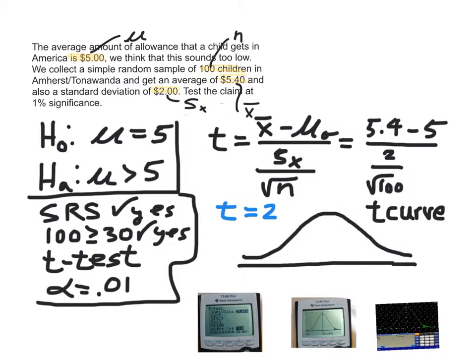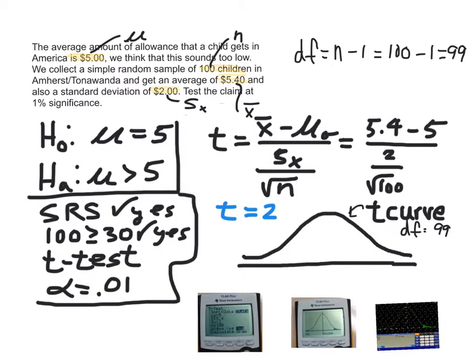And there are many different t curves. It all depends on what degree of freedom you are using. And if you think back to when we did our work with t intervals, the degree of freedom formula is n-1. So in this particular case, since we have 100 children, our degree of freedom would be 99. So this would be a t curve with degree of freedom 99, and you should write that down just to emphasize what type of curve it is.